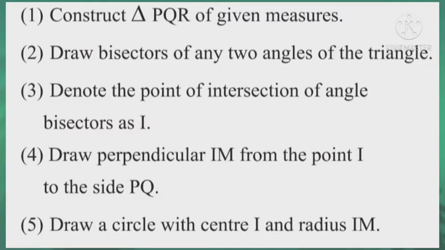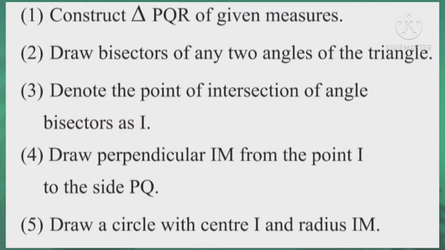That means you have to bisect any two angles of a triangle. The angle bisectors intersect at one point. Give a name to that point. Join that point to the opposite side, that is your radius. By taking that radius, draw a circle which passes through the interior part of the triangle. So these are the steps of the incircle.